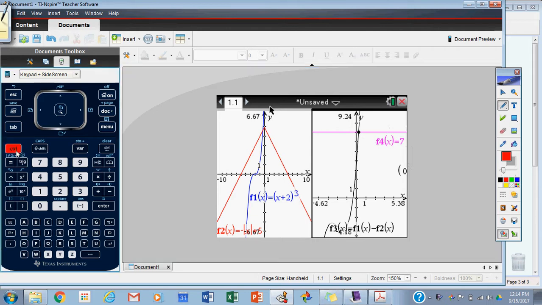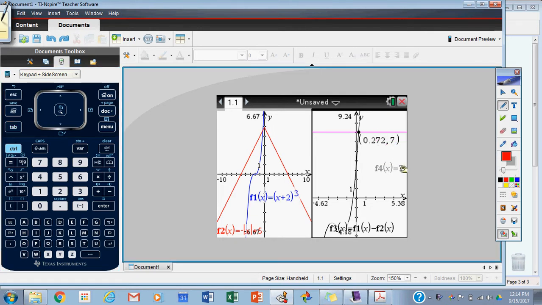Now, hold on a second. Hitting a couple things I don't mean to hit here. Be patient. I want to grab this other text. There we go. I want to get this out of the way.